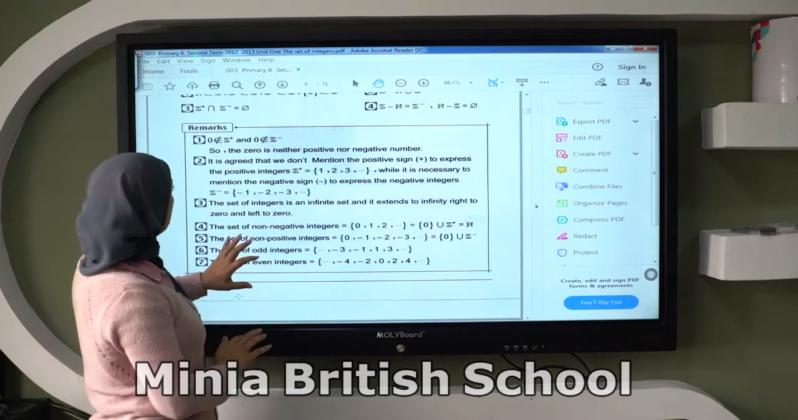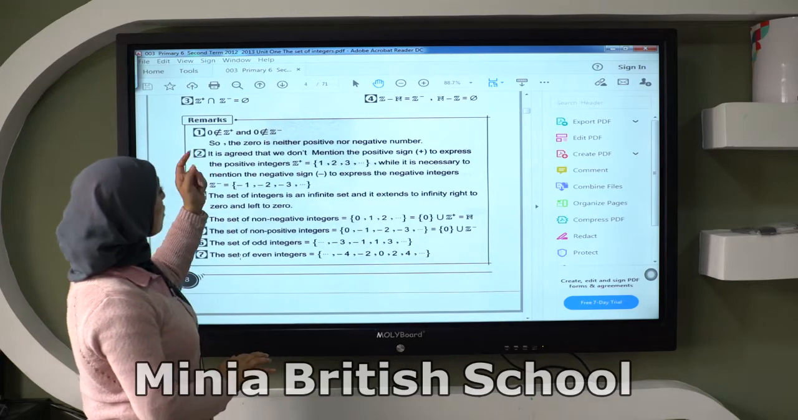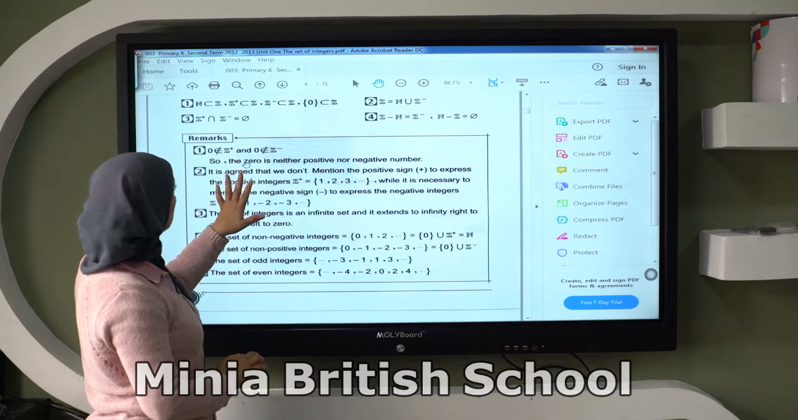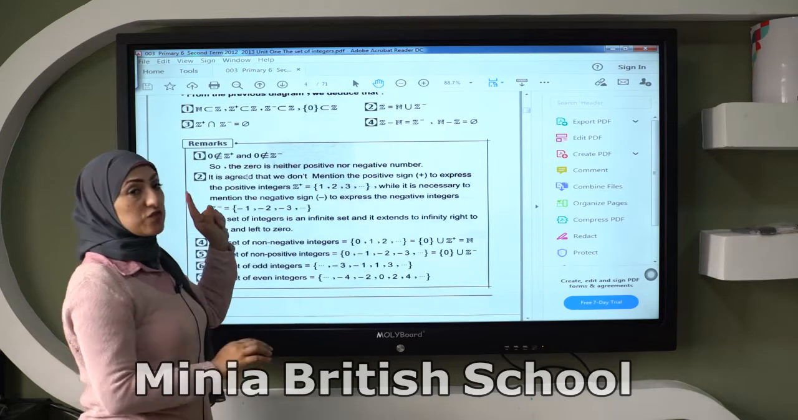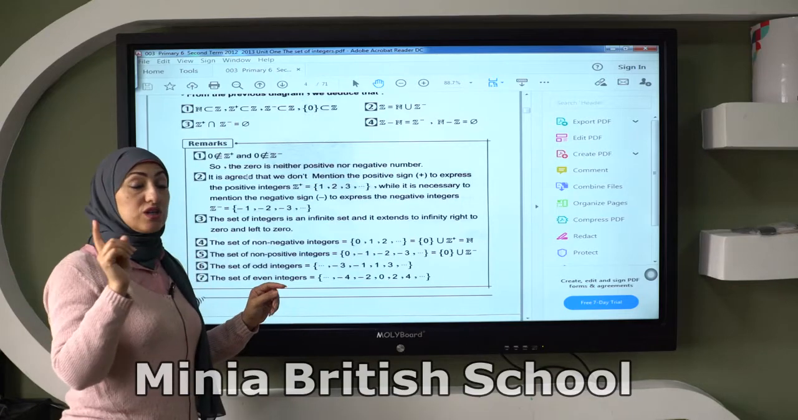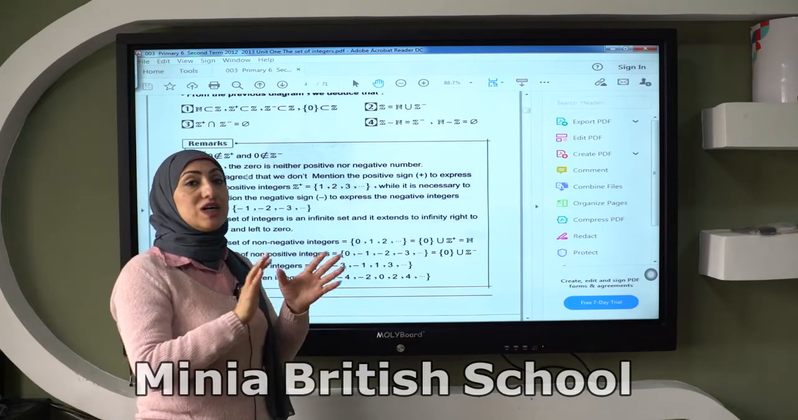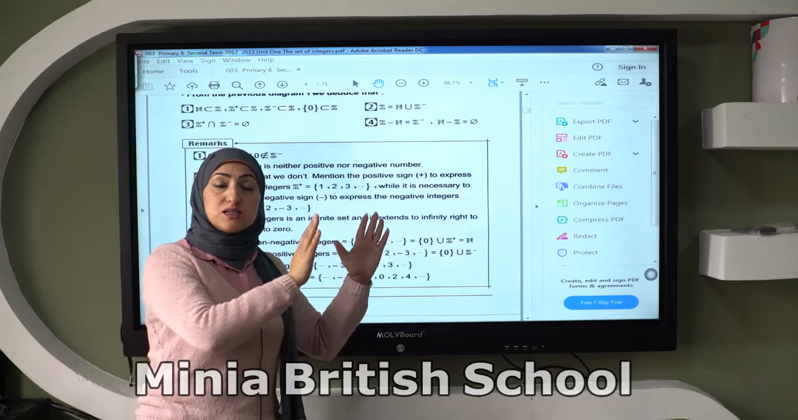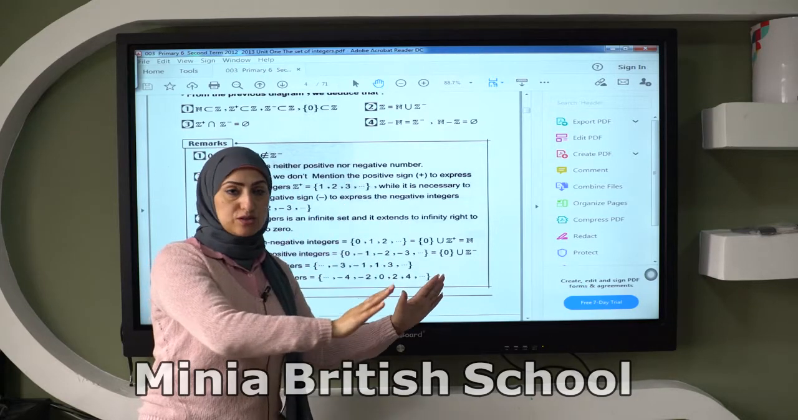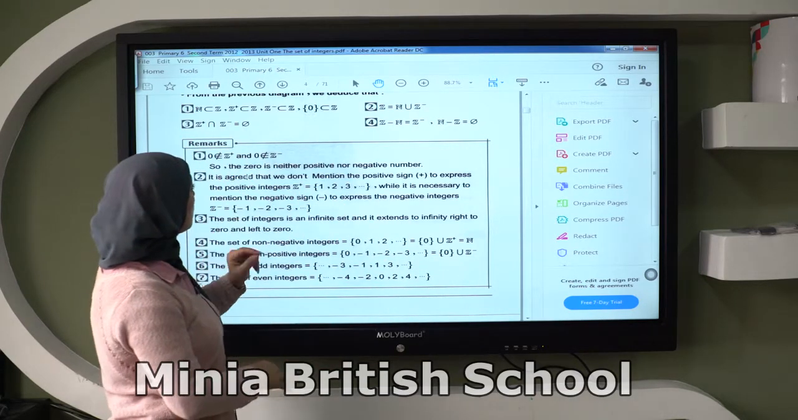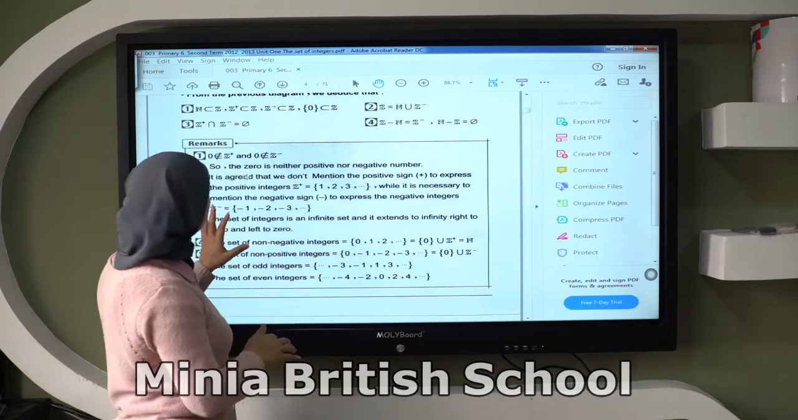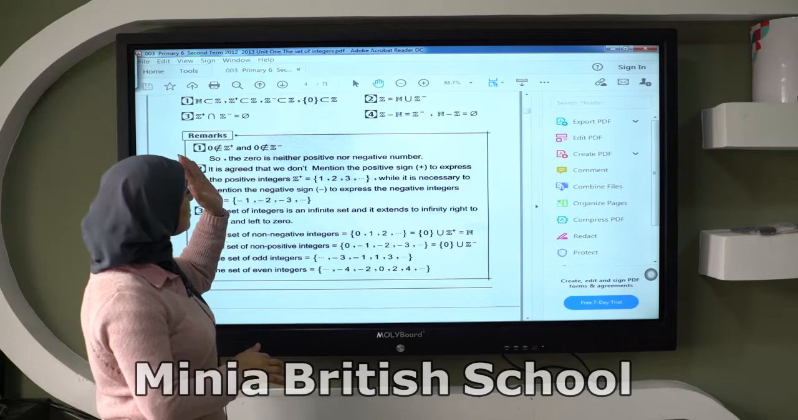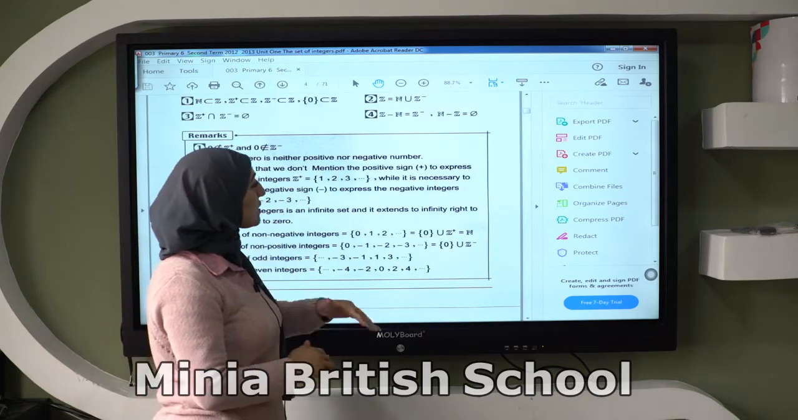Here, 0 doesn't belong to the positive integers because it's a separate set. Okay, 0 doesn't belong to the negative integers either. So 0 is neither a positive nor a negative number.